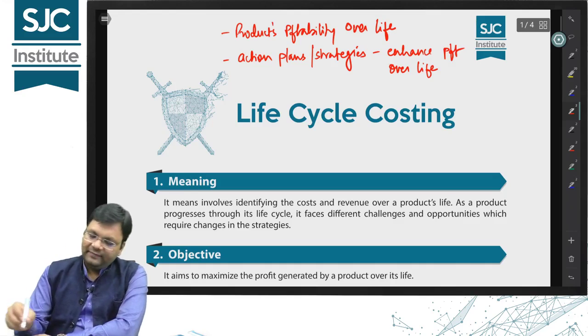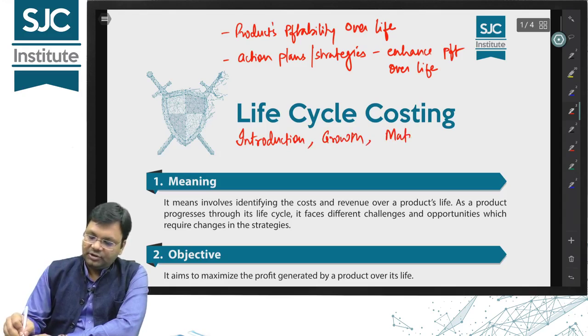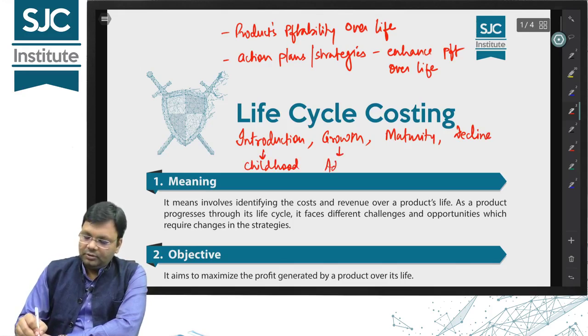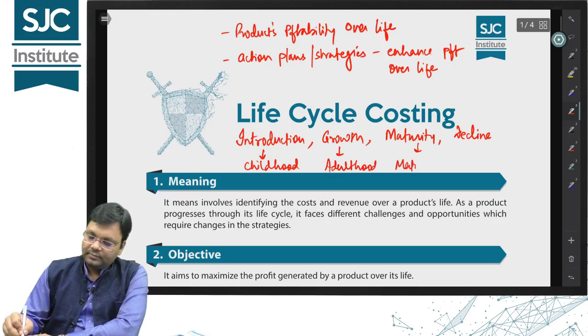To understand the life of any product, the life is divided into 4 phases. You remember the phases? First is introduction, second is growth, third is maturity, and fourth is decline, which resembles our human life cycle divided into childhood, adulthood, maturity, and decline is like old age.